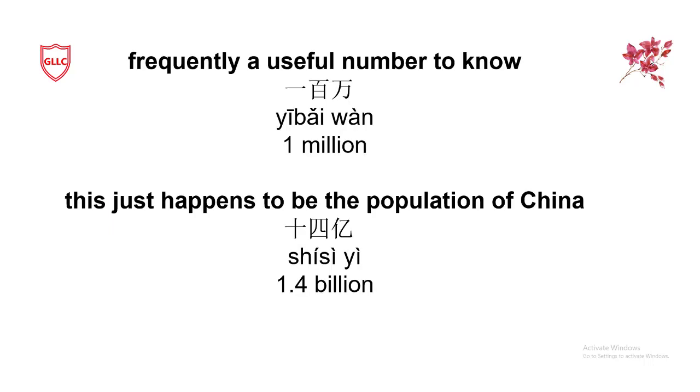So next, a frequently used number to know is yībǎiwàn. Remember, bǎi means 100 and wàn means 10,000. So 100 times 10,000 is yībǎiwàn. This happens to be the population of China. As the population of China is 1.4 billion, we say shísì yì, 14 yì. That's why we say 1.4 billion.